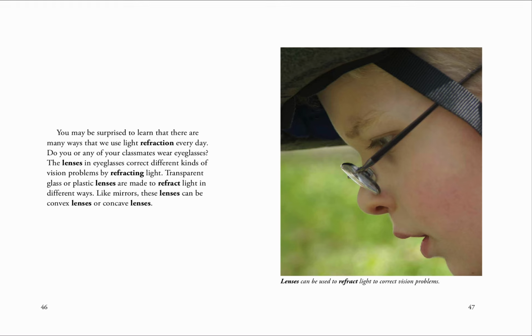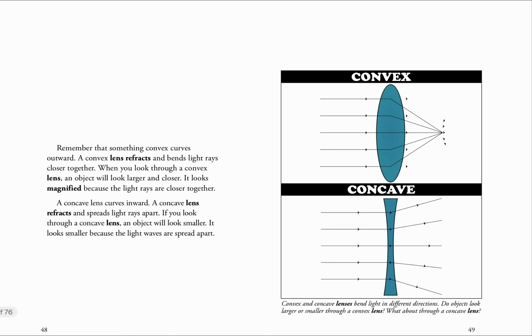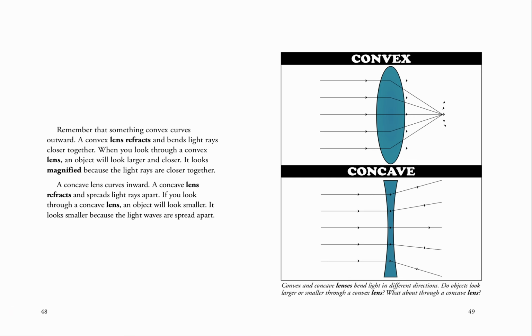Lenses can be used to refract light to correct vision problems. Remember that something convex curves outward, and convex lenses refract and bend light rays closer together. When you look through a convex lens, an object will look larger and closer. It looks magnified because the light rays are closer together.